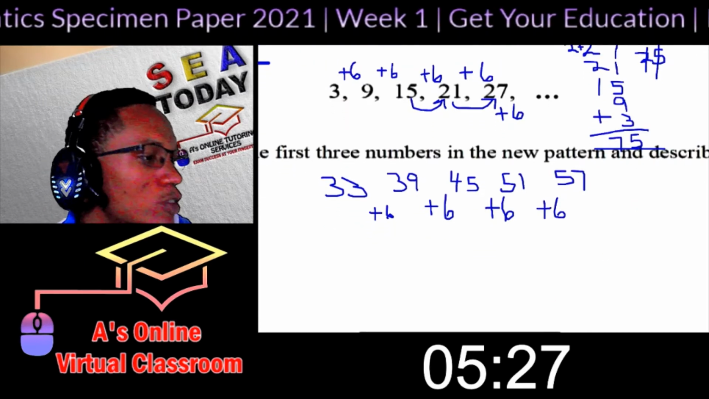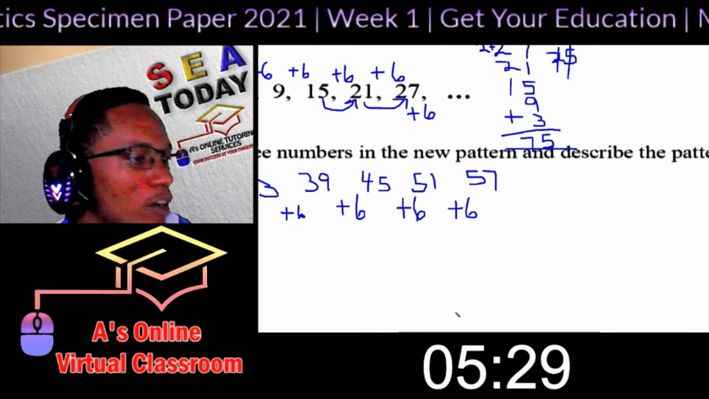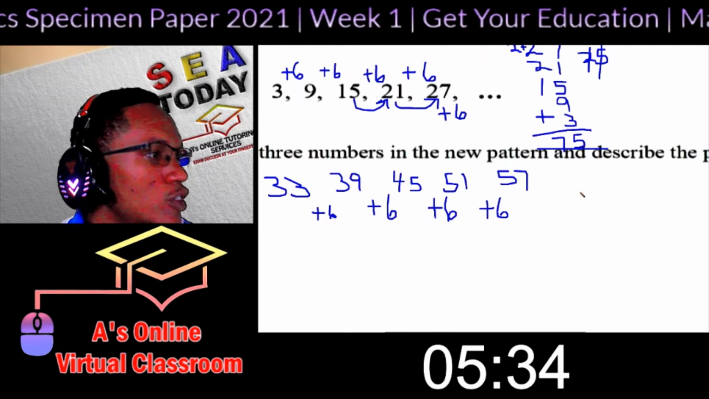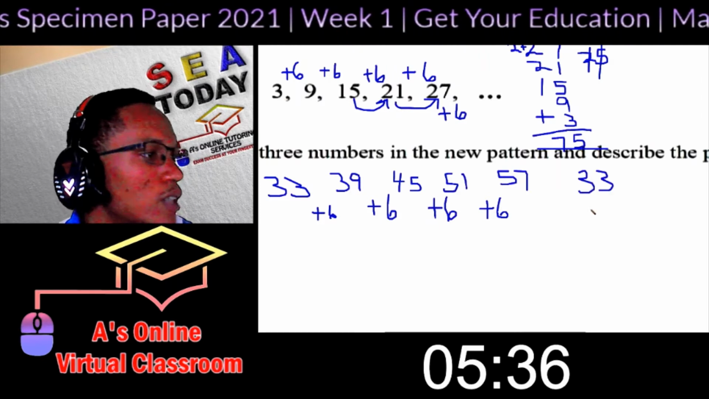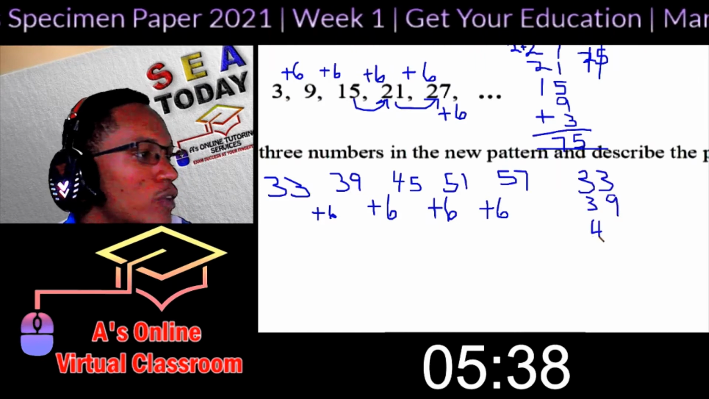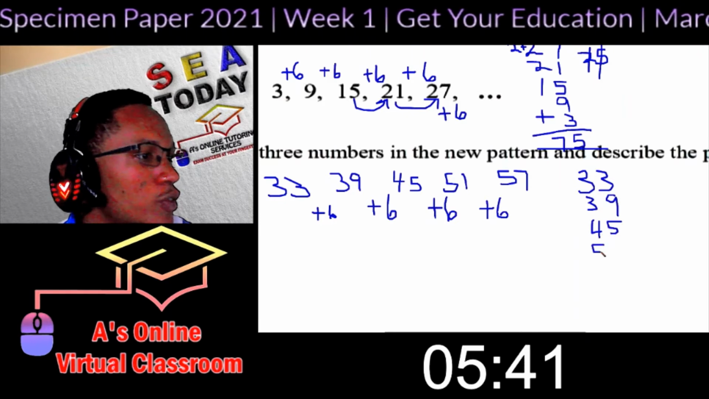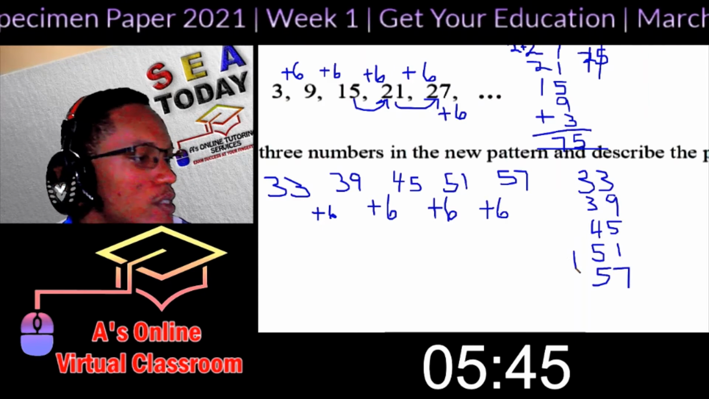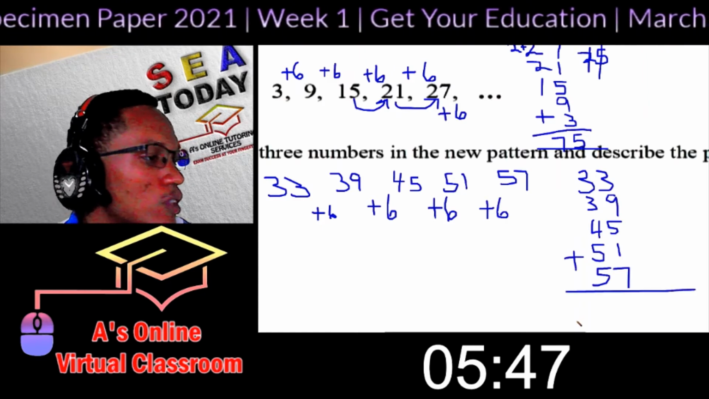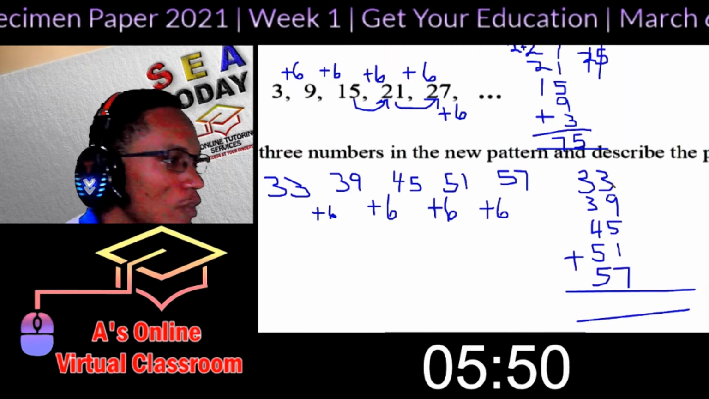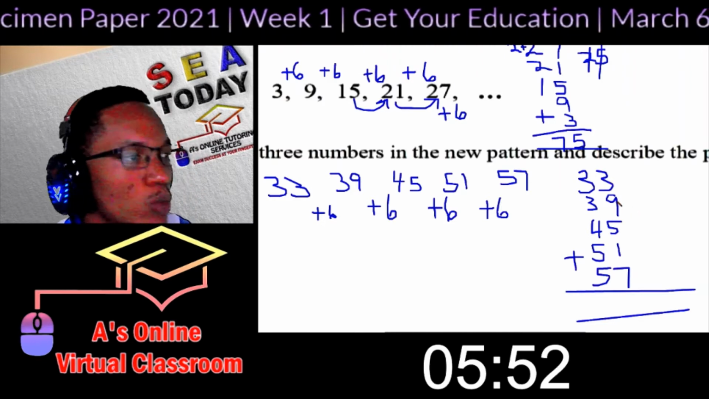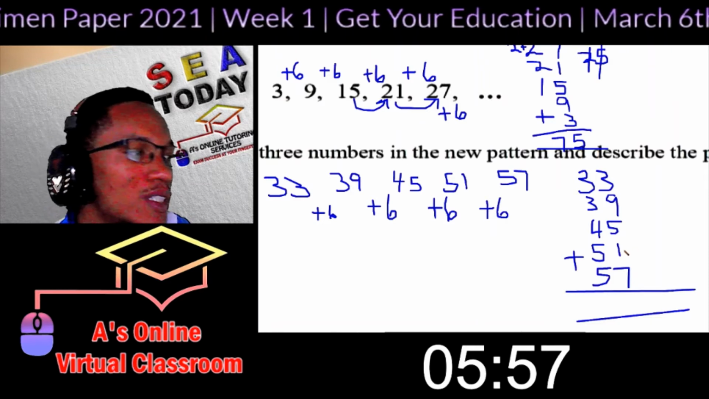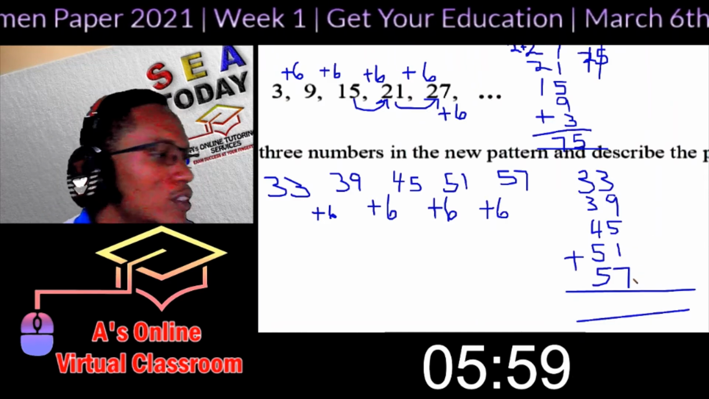What we have to do now is add up, or find the sum of, these 5 numbers. So you have 33, 39, 45, 51, and 57. We're finding the sum, that's what the question told us at the start. So 3 plus 9 is 12. 12 plus 5 is 17. 17 plus 1 is 18. 18 plus 7 is 25.